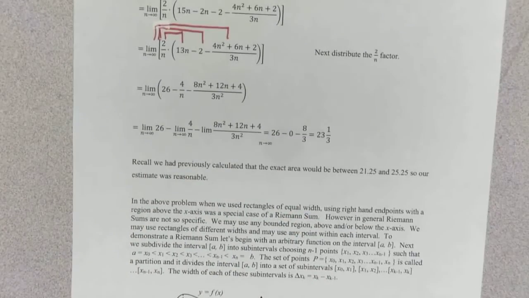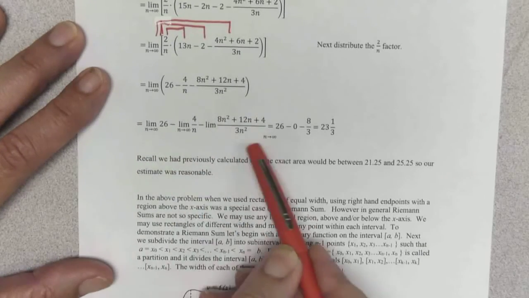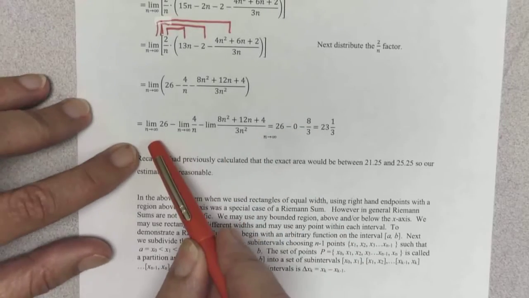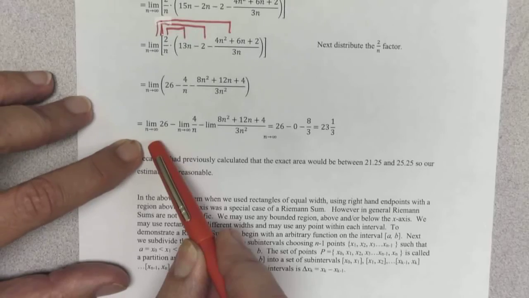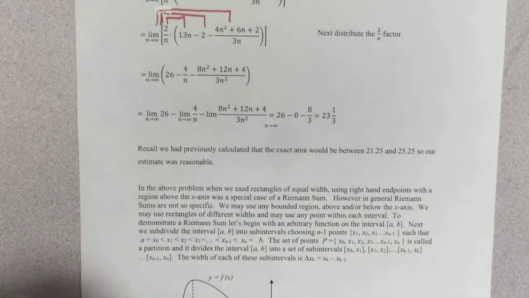Now, finally, I'm going to look at the limit. Finally, some calculus. Really, up to this point, there hasn't been any calculus. Now we're going to do some limits. So we know that we can split up limits by subtraction. So that's all I did there, split it up into 3 limits, because I know each one of those. The limit of a constant, limit as n goes to infinity of 26, is 26.